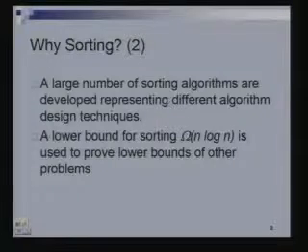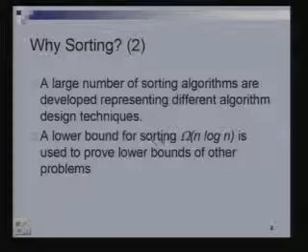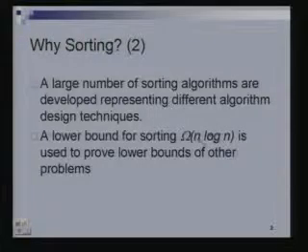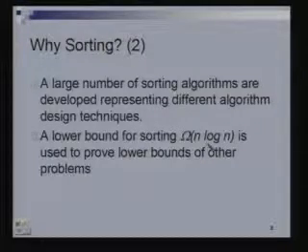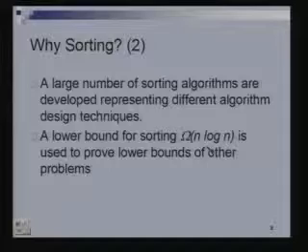There is also a lower bound on sorting. What this means is that no sorting algorithm which requires comparisons can sort n numbers in less than n log n comparisons. There cannot exist any such sorting algorithm. We are not going to be spending time on this, but this fact is useful to prove lower bounds. This is called a lower bound on a certain problem. This fact is used to prove lower bounds for other problems as well.